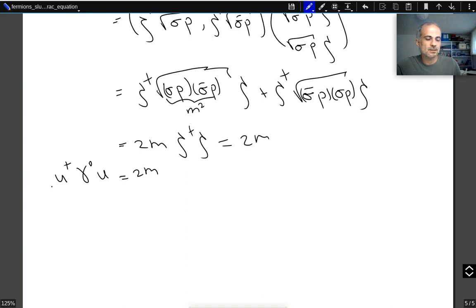Now this is a common expression that we always see when we work with spinors. So you take the dagger of the spinor and multiply it with gamma 0. So that is also given a special name. This u bar is called the Dirac conjugate, and it is defined as you take the dagger and then you multiply it with gamma 0. This is the definition.